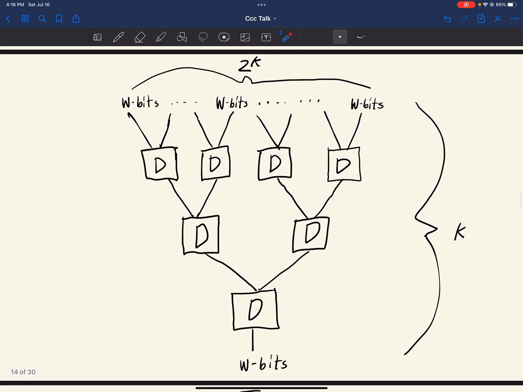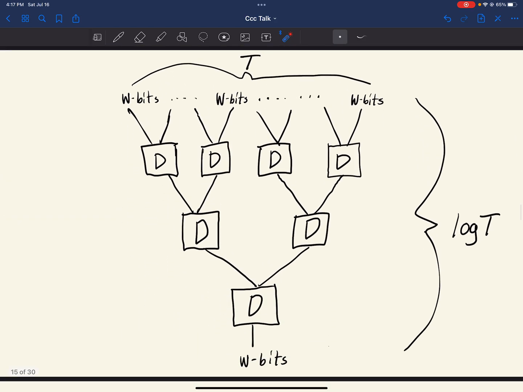The setup is we're going to take our decompressing map, which extends from w bits to 2w, and apply it in a tree-like fashion for k levels. So the first level of D maps w bits to 2 w-bit strings, and then we feed each of those into D again, and we get 4w, and we continue k times till we get 2 to the k times w bits at the top. The parameter we're going to set is that log t is the depth of this construction, so the number of leaves at the top is t.